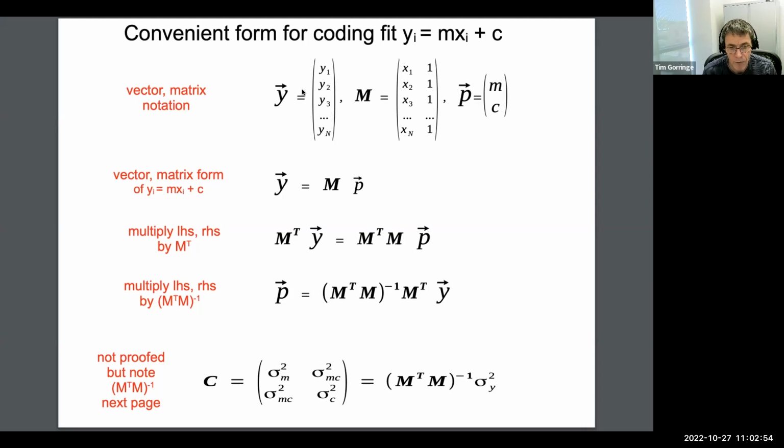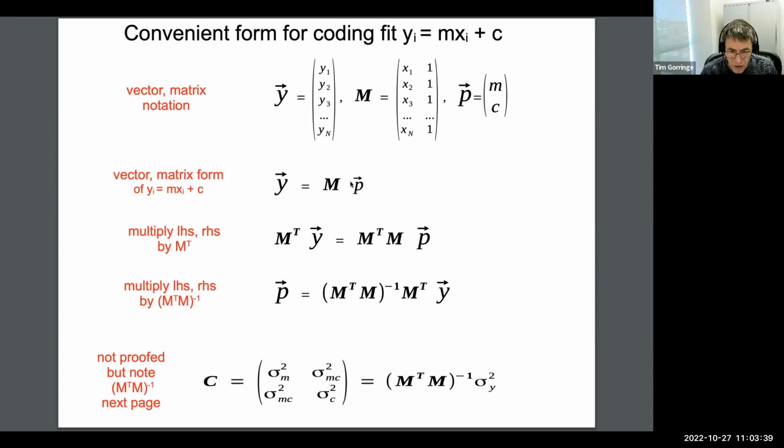In terms of those vectors and that matrix, we can write down a vector matrix form for the relationship between the dependent, independent variables and the fit parameters. And it's simple and straightforward to write down in this language. It's just this equation here, so that this vector of dependent variables equals this product of the parameter vector with the matrix containing the independent variables.